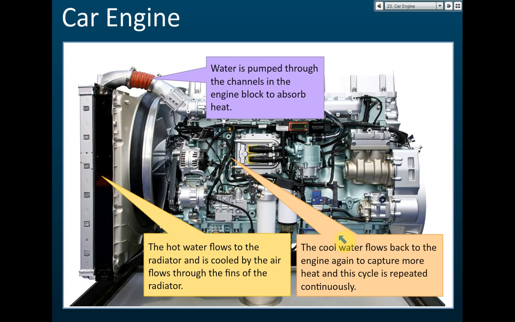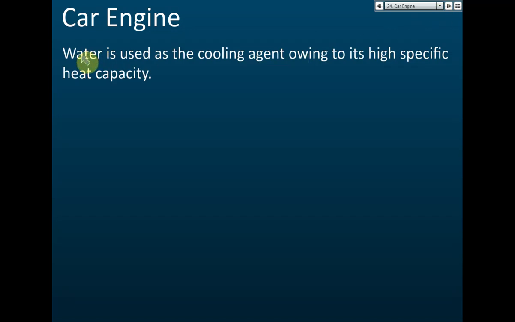Now, what does this have to do with specific heat capacity? The knowledge of specific heat capacity is used to choose the coolant. Which liquid is suitable to be the coolant? We use water. Water is used as a cooling agent. Why? Because water has a high specific heat capacity. High specific heat capacity means it can absorb a lot of heat but only increase in temperature by a small amount.